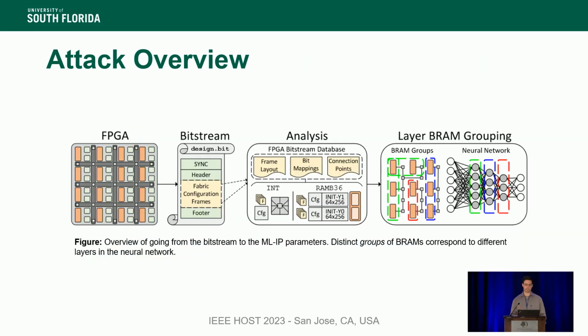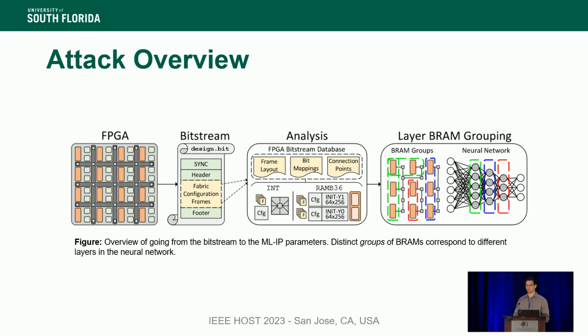So essentially the bitstream parsing portion of the attack involves taking an unencrypted copy of the bitstream and extracting the configuration frame data. Then we use an open source FPGA bitstream database that tells us what the frame layout is of all of the different configuration frames, the particular bits in those frames that enable or disable certain components, and then the connection points between different tiles in the FPGA where they're connected. And this information is important mainly for reverse engineering the contents and configuration of block RAMs and interconnects.